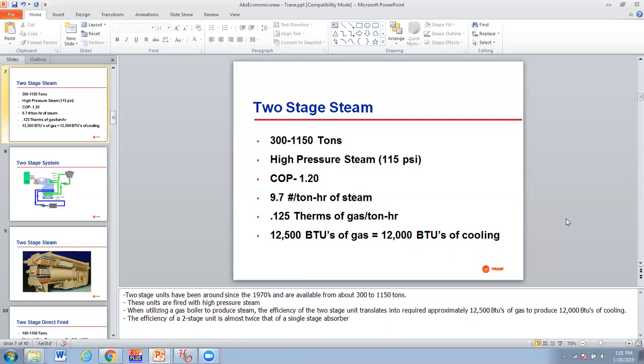We require 9.7 pounds per hour for each ton hour of refrigeration produced. So this works out to be 12,500 BTUs of gas, or 0.125 therms, to produce 12,000 BTUs of cooling, which is a ton hour. A ton is 12,000 BTUs per hour. If it goes on for 1 hour, that's 12,000 BTUs.